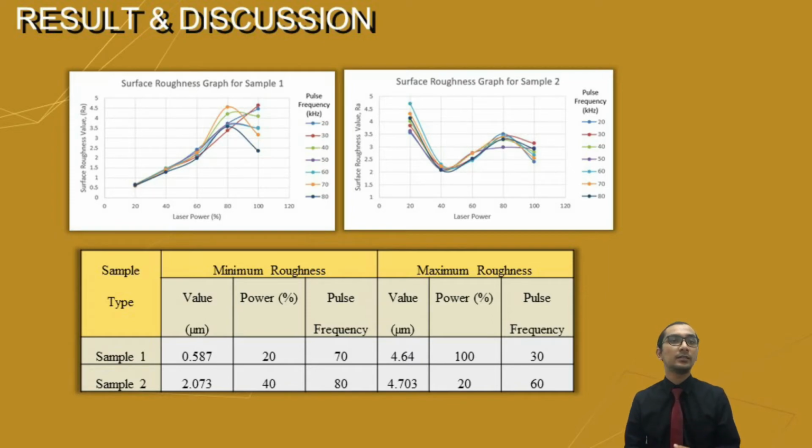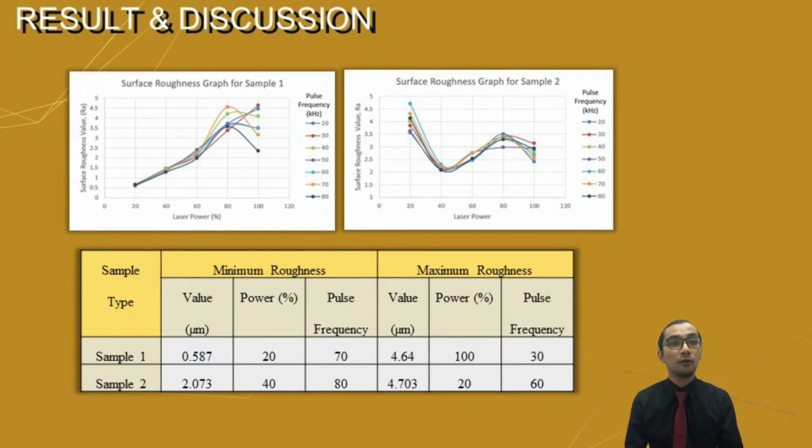For result and discussion, the samples were tested with a surface roughness test to identify the surface roughness value. The surface roughness value was taken 3 times, and the average was calculated. From the surface roughness values, it is tabulated into a graph to give a better understanding of the surface roughness value at different laser power and pulse frequency.